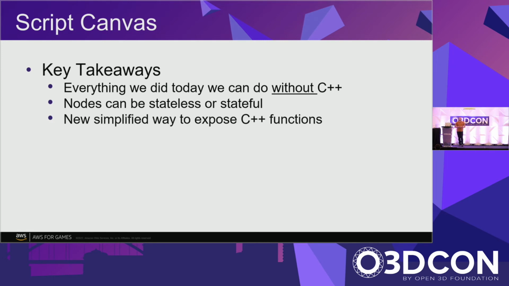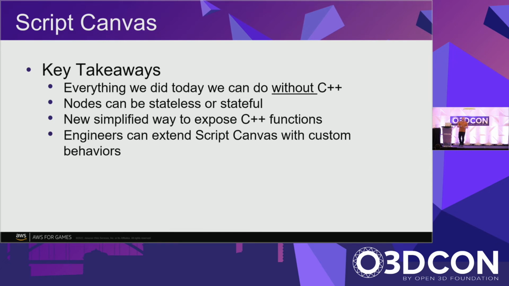The new simplified way to expose C++ functions is super, super useful. It just accelerates things when you have a content creator or designer who says, hey, we don't have this math function, I want to target a camera to a certain position. You're like, no worries, I can just add a function, compile it, submit a pull request, and off you go. You have a node that will do what you need. And finally, the engineers can extend script canvas with custom behaviors. It's very extensible, and I highly encourage teams to start thinking along those lines.